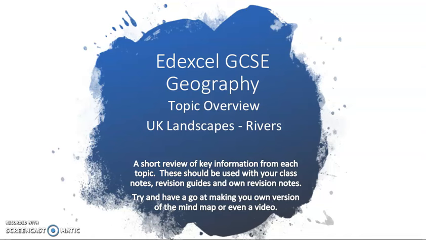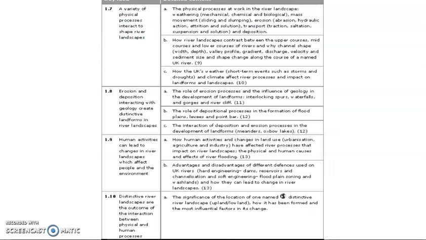Now, as always, it's important when we're revising to have a look at the specification to remind ourselves of what the exam board want us to know. And we can see here the key information of the different processes that interact to create the river landscapes, the fact that erosion and deposition are some of the key features, the human activities, and then also looking at a case study and examples of these.